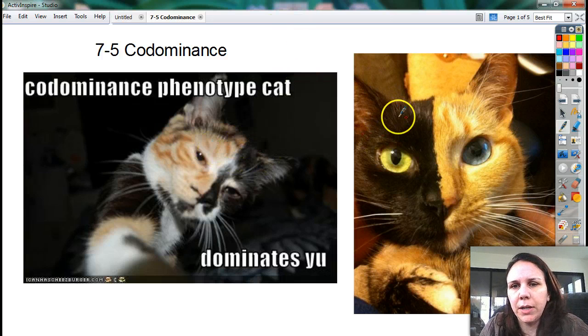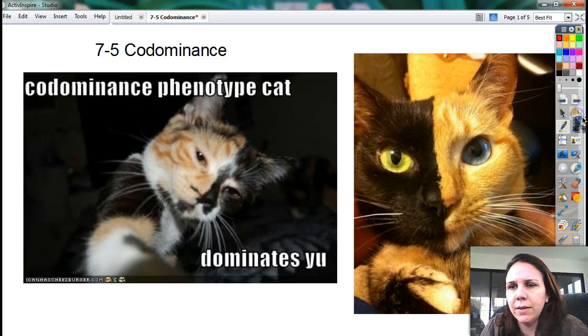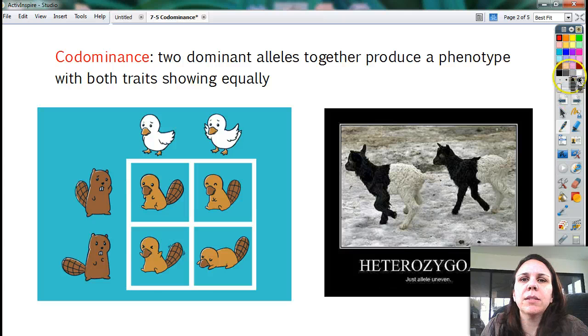So I've got these two cats right here. This one is showing a very good example of codominance, where one half of the cat seems to be a black cat with green eyes, and over here we have another cat, which is an orange cat with blue eyes. So what's happening in this particular case is that the black isn't dominant over orange for complete dominance. The black is not mixed with the orange to be incomplete dominance, but now we have black showing next to orange, which is codominance.